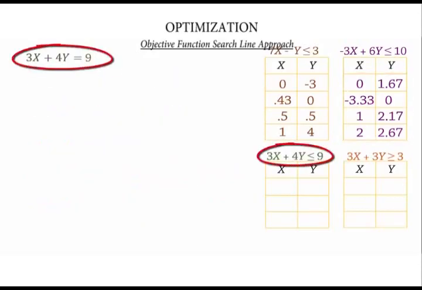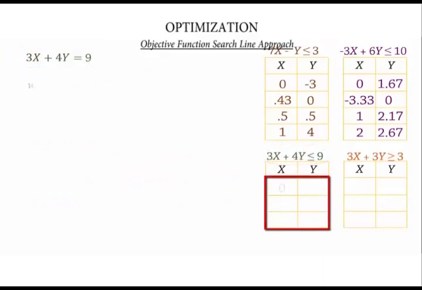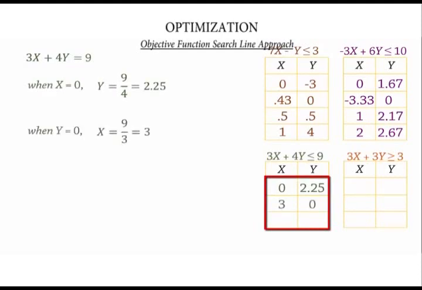Third constraint, 3x plus 4y is 9. When x is 0, y will be 2.25. And when y is 0, x is 3. Let's try one more point. When x is 1, y is 1.5. That's better.